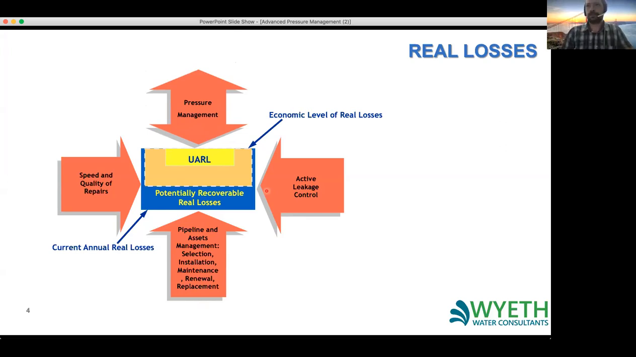That just shows you how that pressure management can actually reduce your unavoidable real losses, which can have an effect on your ILI if you're using ILI as an indicator.